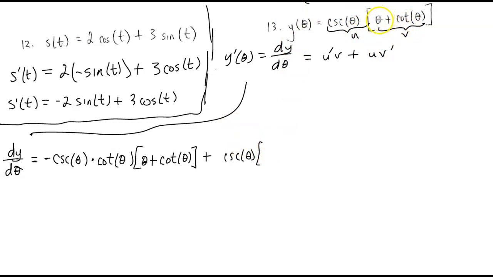Remember that taking the derivative of theta with respect to theta is just like taking the derivative of x with respect to x. So that is just going to be a 1 here, because that looks like a linear function to theta.